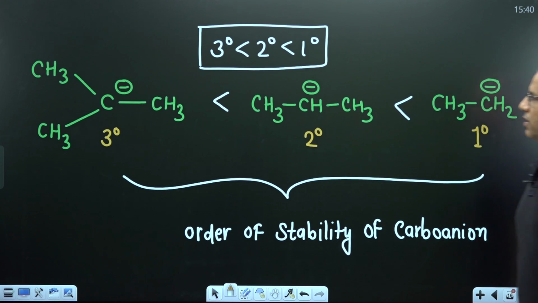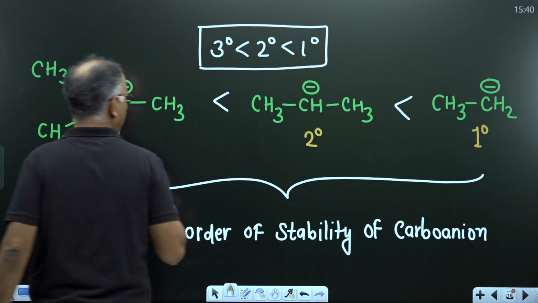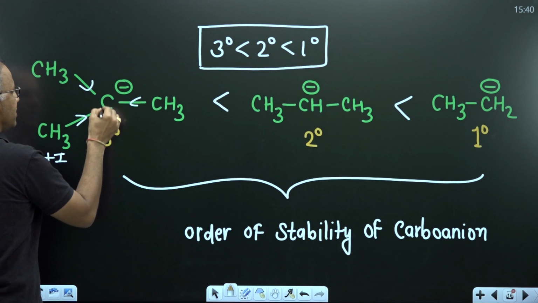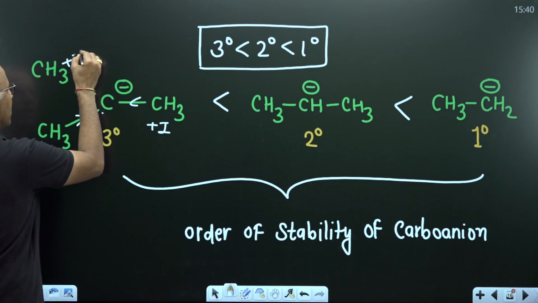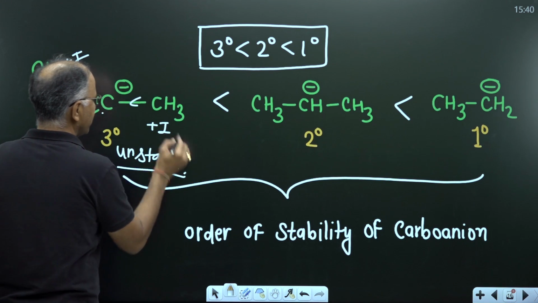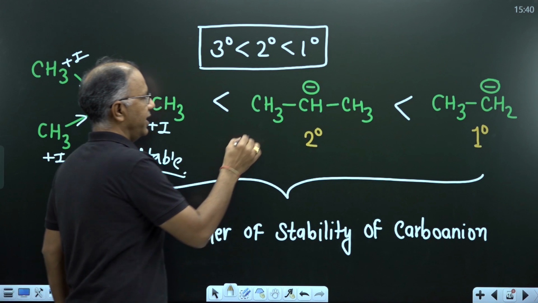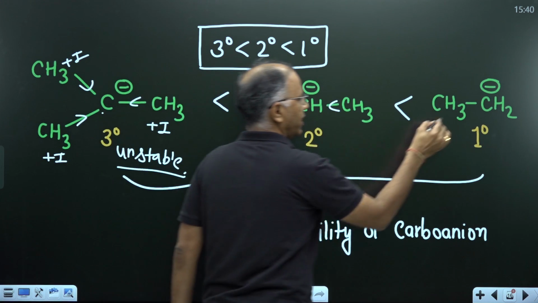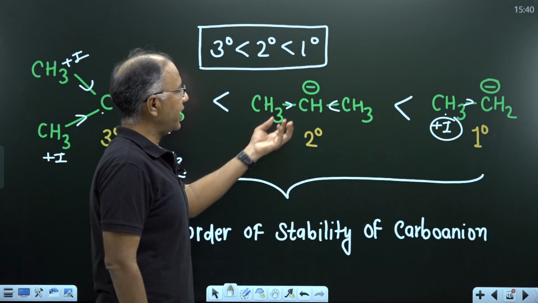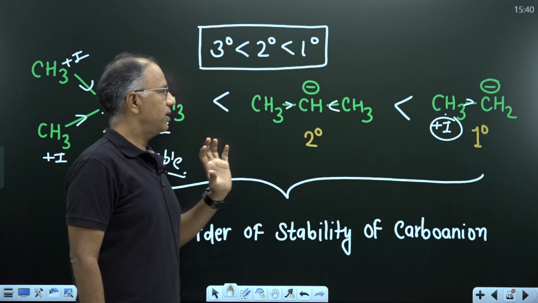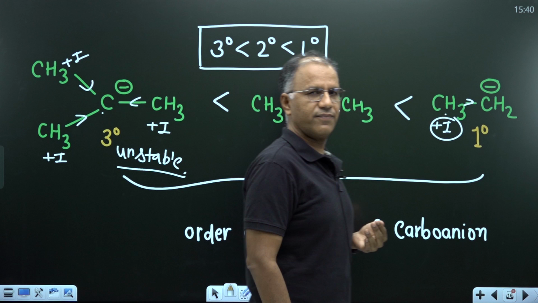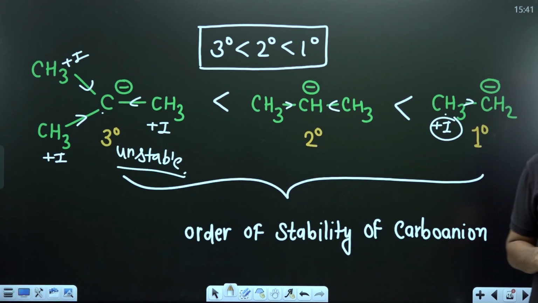Now in this example, the stability order will be reversed, because more plus I means more concentration of negative charge, and so a more unstable carbanion. This is highly unstable because of the presence of 3 plus I effects. This is relatively more stable, with 2 plus I effects. This is more stable because of a smaller plus I effect. So the more the plus I effect, the more the negative charge density on carbon, and the more unstable it is. This means the order will be 1 degree, 2 degree, 3 degree. It is the reverse order of carbocation. Carbocations are deficient, carbanions are electron rich.